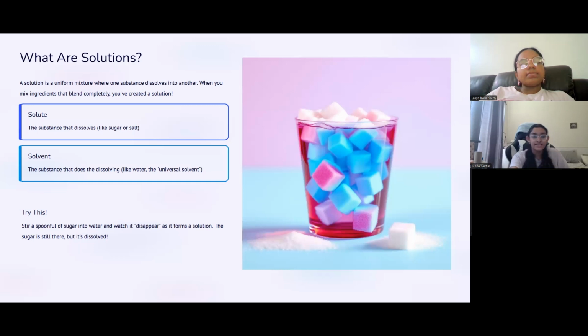Now, try this. Stir a spoonful of sugar into water and watch it disappear as it forms a solution. The sugar is still there, but it's dissolved, so you can't see it anymore. And if you keep adding sugar, you'll notice that no matter how much you mix, some of it is left in the bottom.